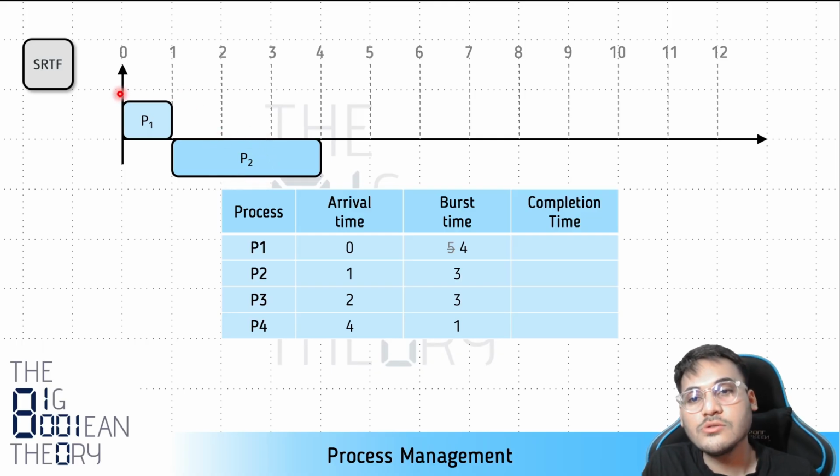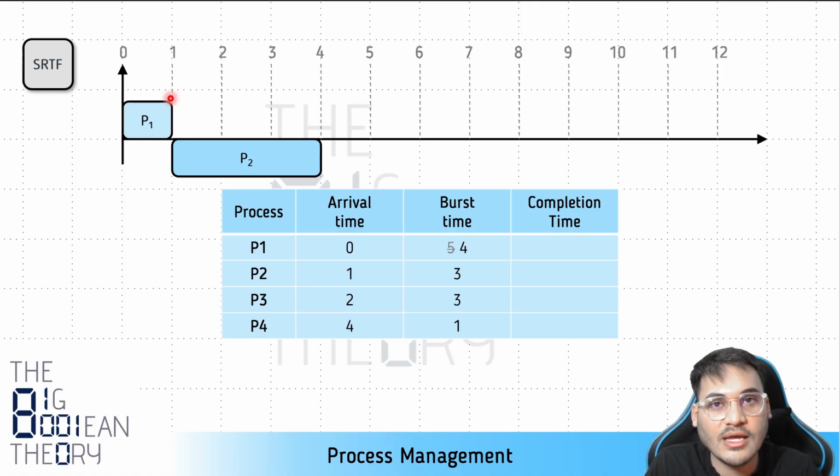From t equals 0 to t equals 1, there is only one process in the system, so no further decision has to be made after the decision at t equals 0. But at t equals 1, when a new process arrives, there are now two processes, P1 and P2. The scheduler has to consider which process has the shortest remaining time. P1 has executed for 1 millisecond, so the remaining time is 4 milliseconds. Whereas for P2, the remaining execution time is 3. So the shorter one is P2.